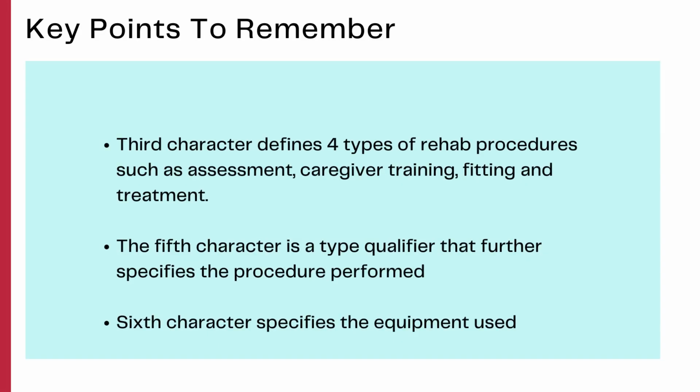So the key points to remember from this section. The third character defines 4 types of rehab procedures such as assessment, caregiver training, fitting, and treatment. The fifth character is a type qualifier that further specifies the type of procedure performed. And the sixth character specifies the equipment that is actually used to complete the procedure.